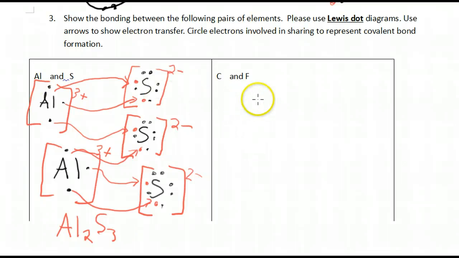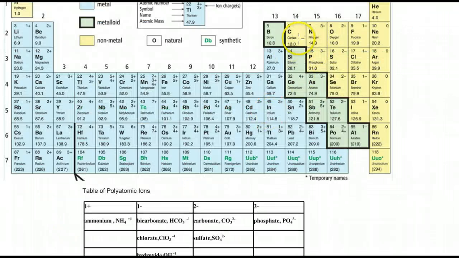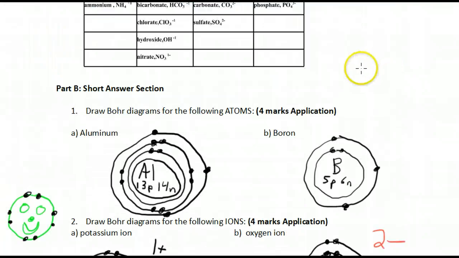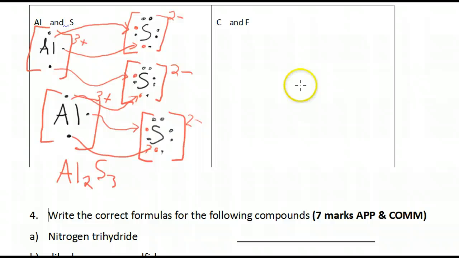Okay, so now let's look at C and F. So C is right here, it's carbon, and it would have 4 electrons in its valence shell. And F is over here, and it would have 7 electrons in its valence shell. And they're both nonmetals, so it's going to be a covalent bond. So C and F. So let's see what happens.